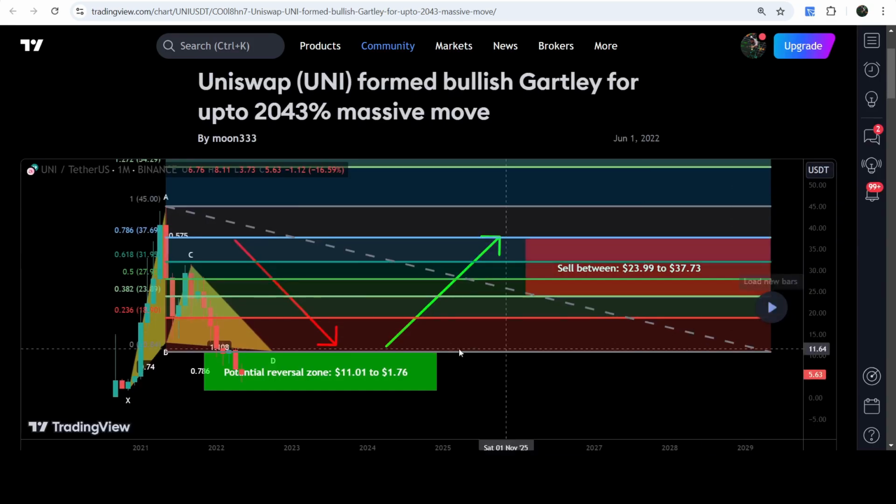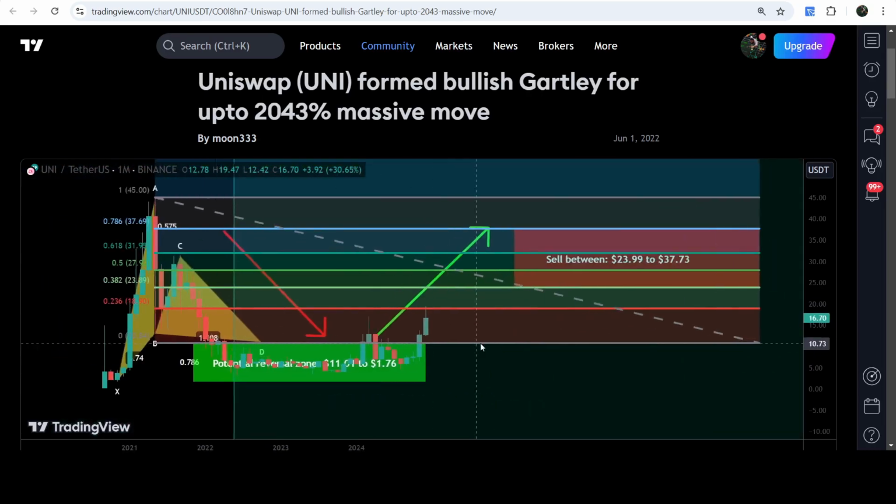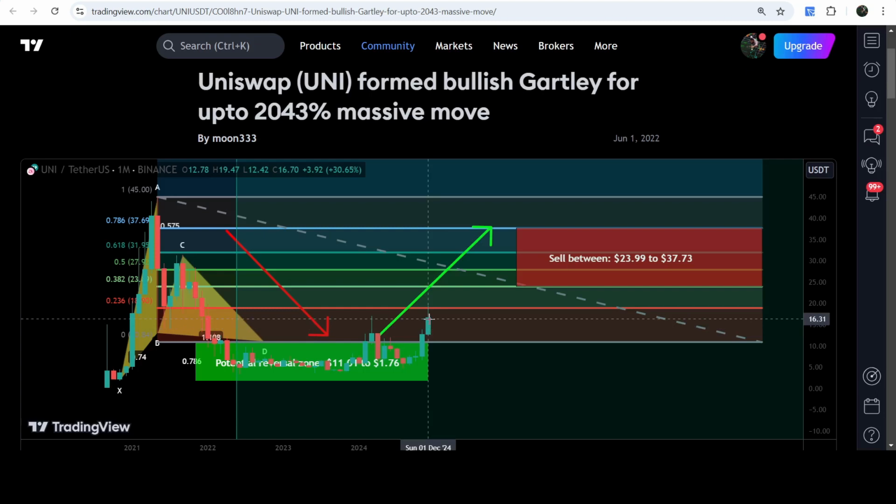By the way, at the time I shared this signal, the price was moving at $5.63. And now, if I play this chart, you can see that the price line has geared up from this buying zone. And so far, it has pumped almost up to $19.47. Now, if we take a look at the sell target zone that I've defined as per the Fibonacci sequence of this Gartley move, that sell target zone starts from $23.99 and goes to $37.73. And now you can see that we are very close to hitting this sell target zone.